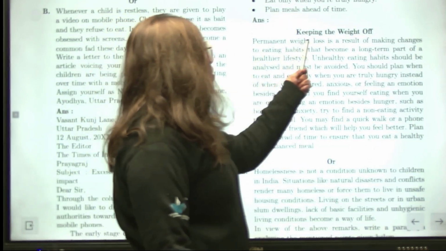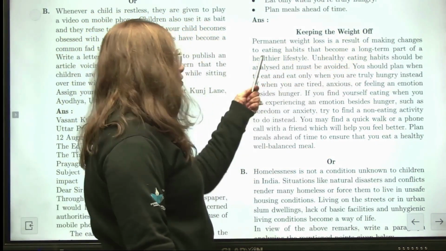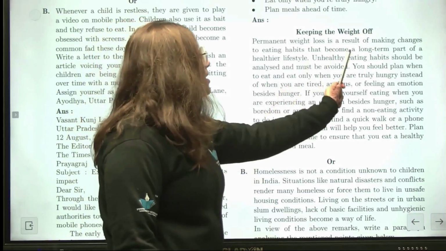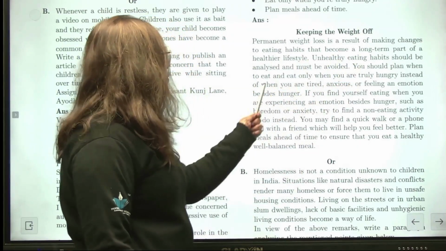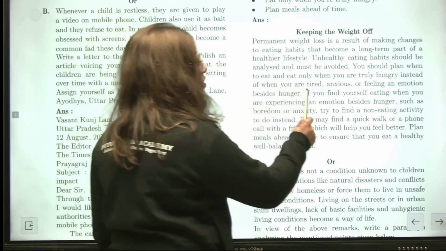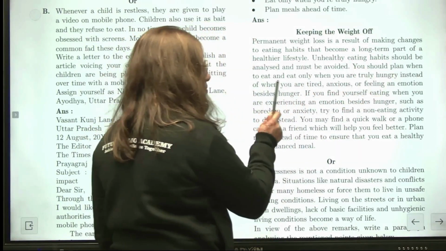So, keeping the weight off. Permanent weight loss is a result of making changes to eating habits that become a long-term part of a healthier lifestyle. Unhealthy eating habits should be analyzed and must be avoided. You should plan when to eat and eat only when you are truly hungry instead of when you are tired, anxious, or feeling an emotion besides hunger.